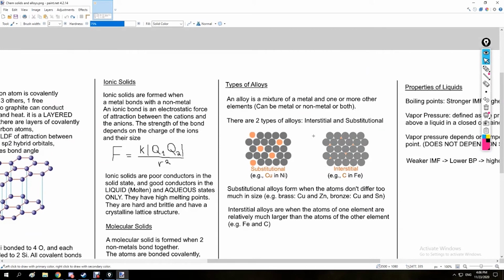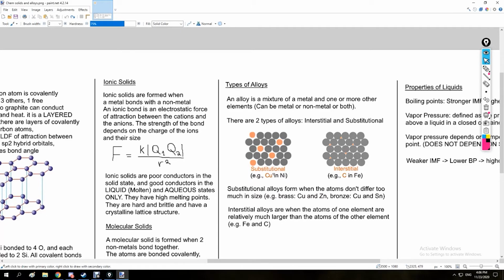So now we're going to go over the types of alloys. First, an alloy is a mixture of a metal and one or more other elements. These elements can be a metal or non-metal or both. For example, stainless steel is an alloy of iron, chromium, nickel, carbon, and a few other elements. So there are two types of alloys, interstitial and substitutional.